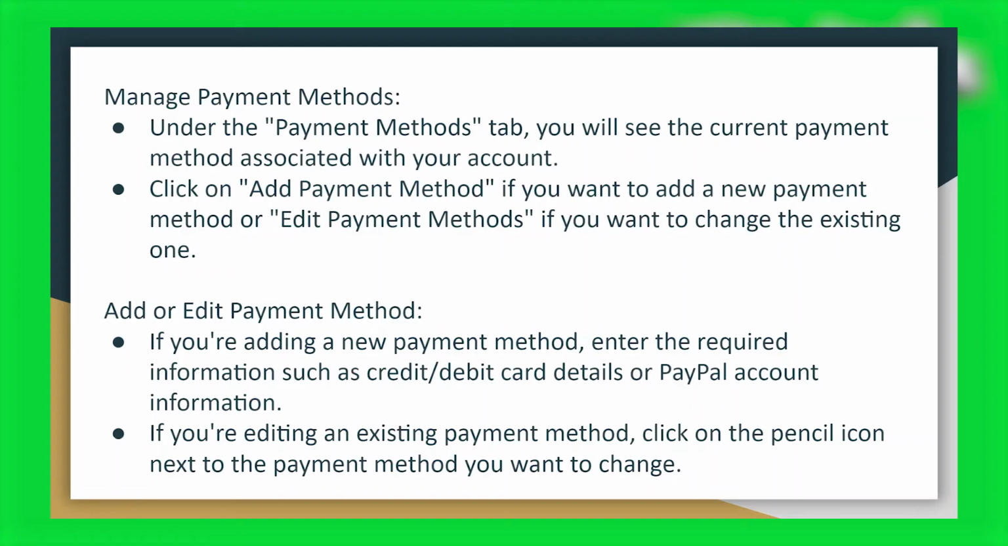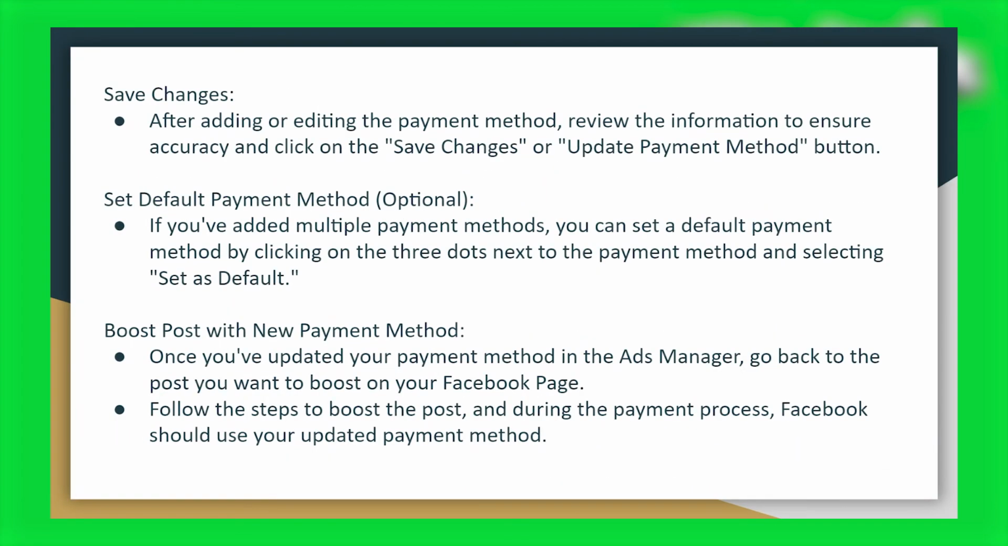After adding or editing the payment method, review the information to ensure accuracy and click on the Save Changes or Update Payment Method button. If you have added multiple payment methods, you can set a default payment method by clicking on the three dots next to the payment method and selecting Set as Default.